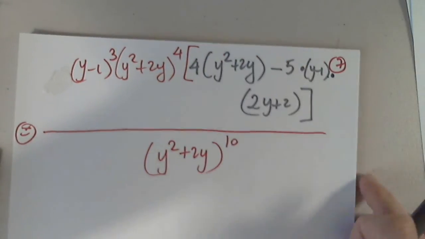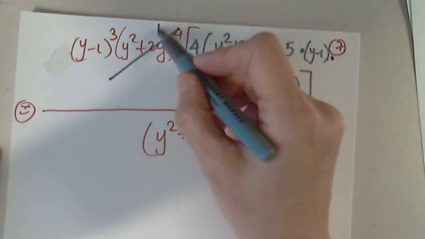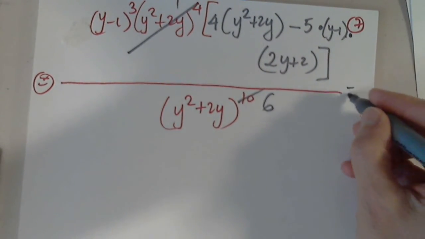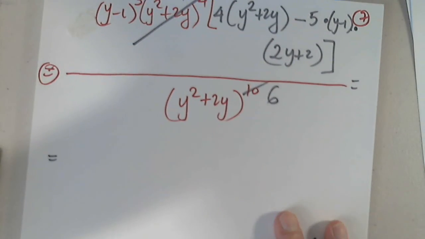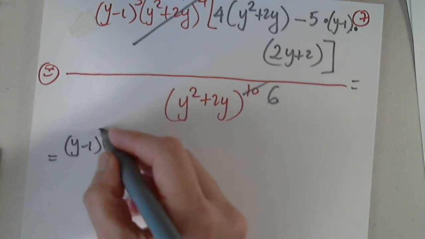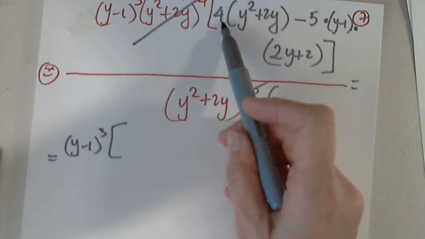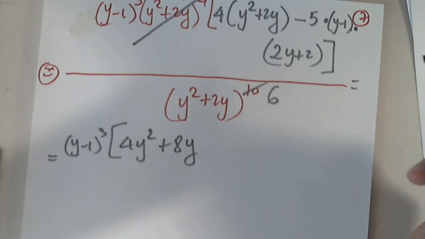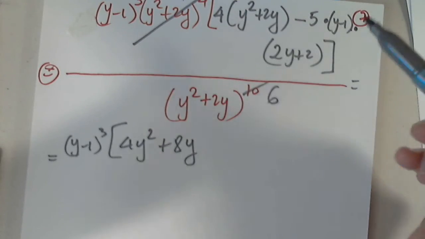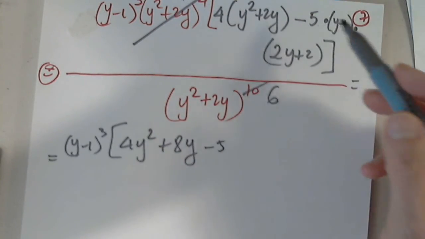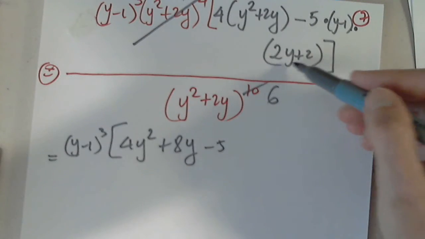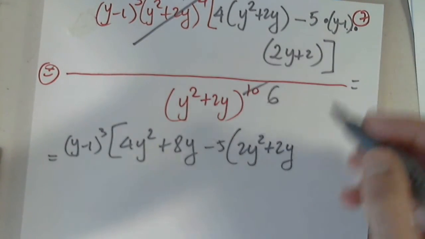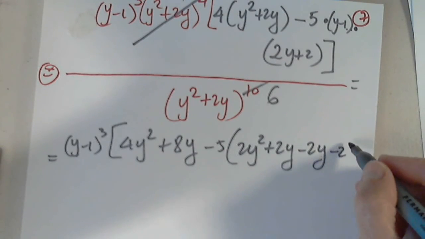At this point, and only at this point, I'm allowed to simplify. So 4 of those are out. Let's see what is left. Y minus 1 to the third. I will distribute the 4 to y squared plus 2y, giving 4y squared plus 8y. Here I will have negative 5, let's leave it alone. I will distribute y to these two terms, 2y squared plus 2y, and negative 1 to these two terms, negative 2y minus 2.